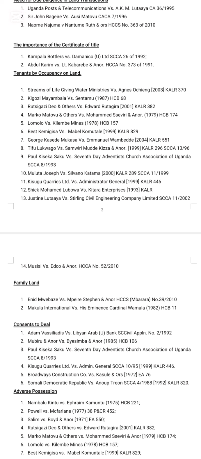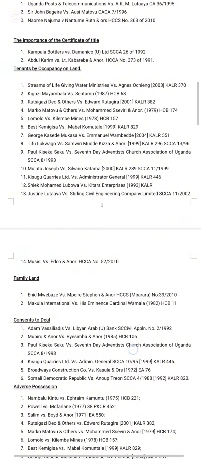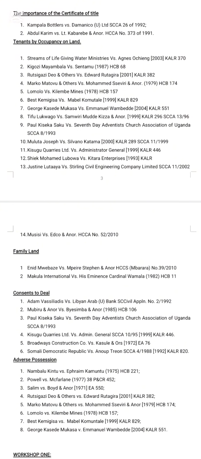So we shall also look at tenants by occupancy on land. Of course, we shall look at Section 29 of the Land Act, defining who are tenants by occupancy. We shall look at lawful and bona fide occupants. Who is a lawful occupant? Once you have entered land with the consent of the registered proprietor, you become a lawful occupant. If you have been settled on that land by the government, you are a bona fide occupant. So you have to look at Section 29 of the Land Act, and also several cases have come in to define those different types of occupancy, including Justine Lutaya versus Stirling Civil Engineering Company Limited.